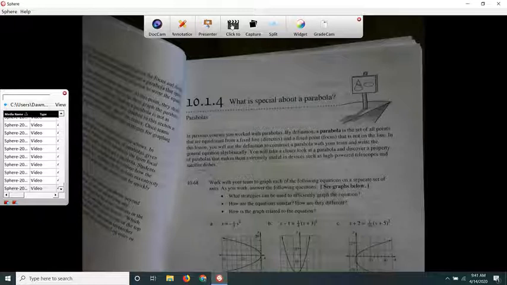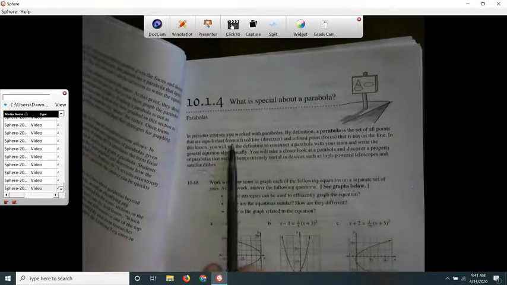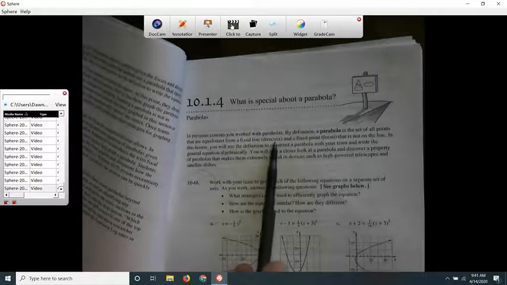It's about parabolas. It says in previous courses you worked with parabolas. By definition, a parabola is a set of all points that are equidistant from a fixed line, a directrix, and a fixed point, a focus, that is not on the line.